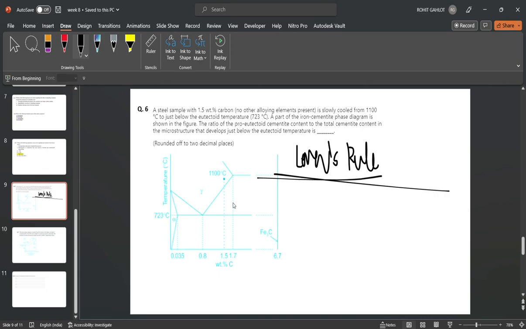The ratio of the pro-eutectoid cementite content to the total cementite content in the microstructure that develops just below the eutectoid temperature. So please try to solve this. After that, I will explain the concept.